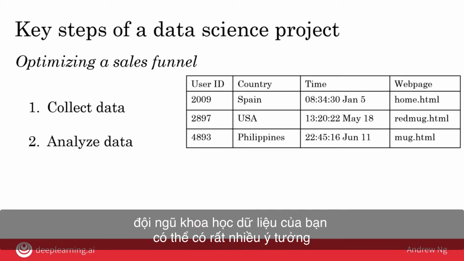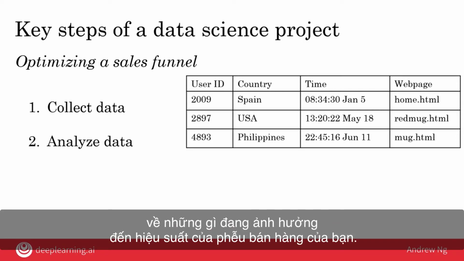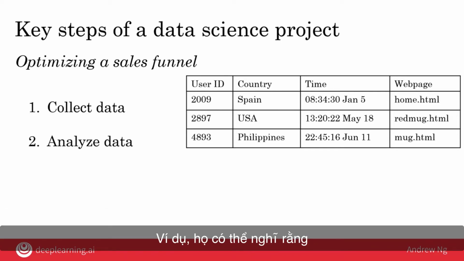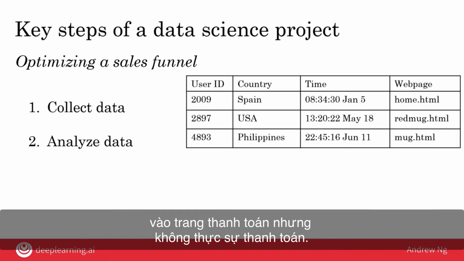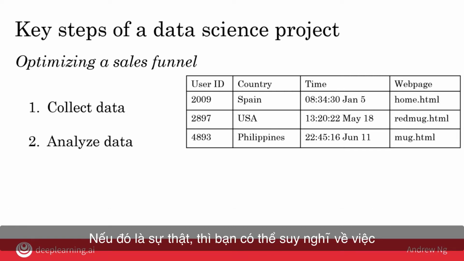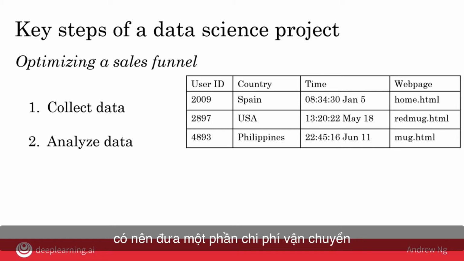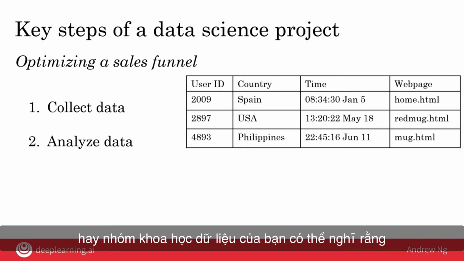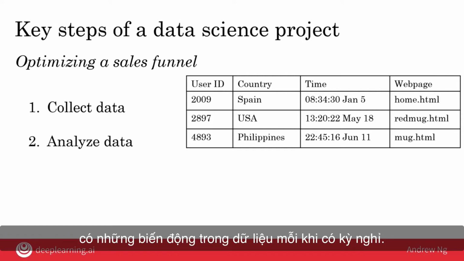Your data science team may have a lot of ideas about what is affecting the performance of your sales funnel. For example, they may think that overseas customers are scared off by the international shipping costs, which is why a lot of people go to the checkout page but don't actually check out. And if that's true, then you might think about whether to put part of shipping costs into the actual product costs.